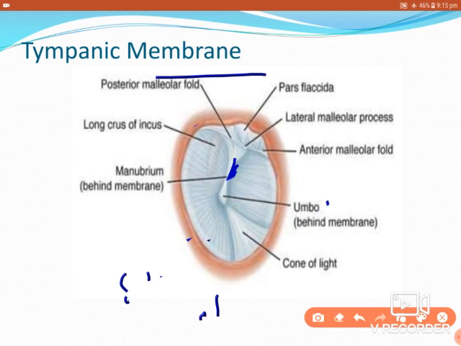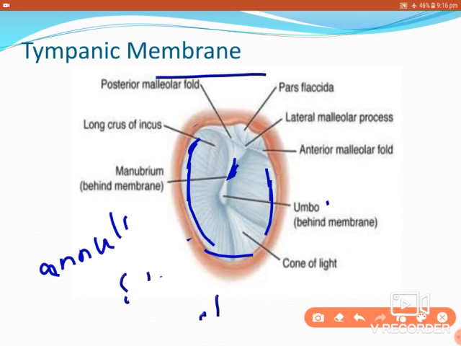Here, the outer rim is fibrocartilaginous. The membrane forms a fibrocartilaginous rim that is called the annulus tympanicus.